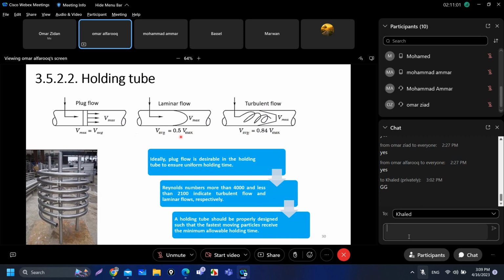In practice we commonly encounter laminar and turbulent flow. A Reynolds number of more than 4,000 is for turbulent flow, and a Reynolds number below 2,100 is for laminar flow. The holding tube should be designed such that the fastest moving particle receives the minimum allowable holding time. For example, here the maximum velocity is here, and the particle here should receive the minimum allowable holding time. If this particle receives the minimum holding time, of course the other particles will stay for a longer time in the holding tube. By this, we can make sure that all the particles receive the minimum allowable holding time.